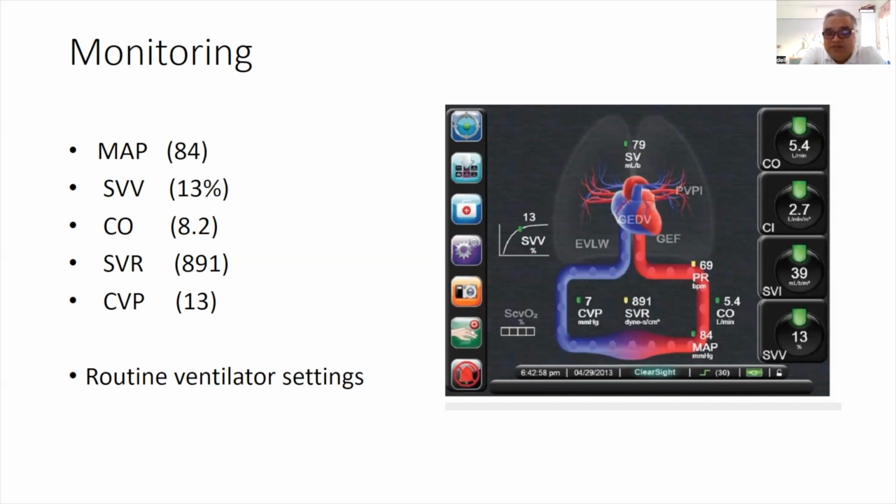You might be using some other technique, but what we are using here is AV1000, which is by Edwards. What we require is stroke volume variation. We have CVP here, we have SVR here, and we have a cardiac output here. So the picture in front of you is the best possible picture when you see a patient of liver transplantation undergoing after anesthesia. You have SVV 13, fair enough. You have SVR 891, cardiac output 5.4.